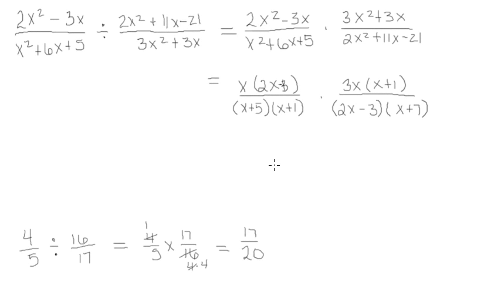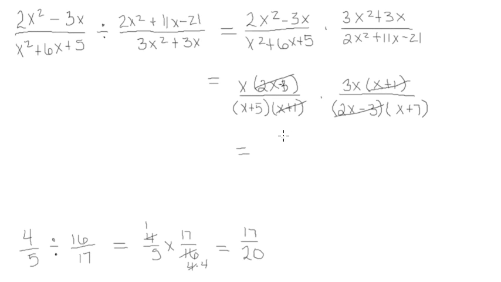Now in order to multiply, all I have to do is cancel common factors. So 2x minus 3 cancels with 2x minus 3. X plus 1 cancels with x plus 1. And that's all my common factors. So I do my multiplication.